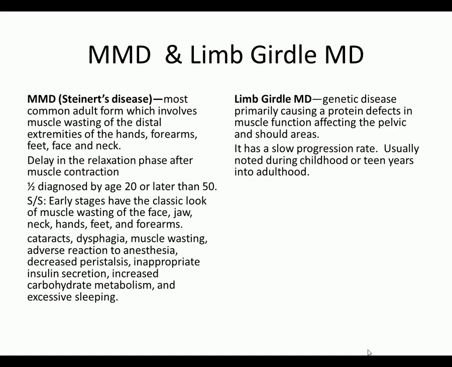Limb girdle muscular dystrophy is a genetic disease primarily causing a protein deficit in the muscle function affecting the pelvic and the shoulder area. It has a slow progressive rate, and it's usually noted during childhood and teenage years into their adulthood.